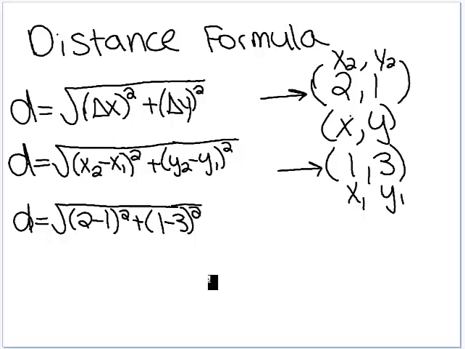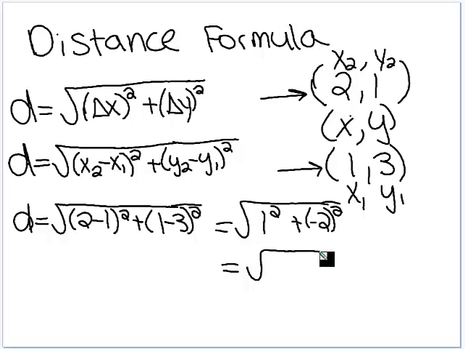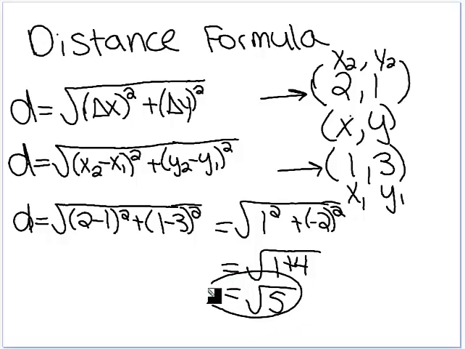So let's simplify this. What's 2 minus 1? 1 squared plus, what's 1 minus 3? Not just 2. Negative 2 squared. Okay? 1 squared is? What's 2 squared? 4. 2 minus 1 is 1 squared. 1 minus 3 is negative 2 squared. So I have 1 plus 4, so I have the square root of 5. Can this be simplified? No. So my answer is just the square root of 5.